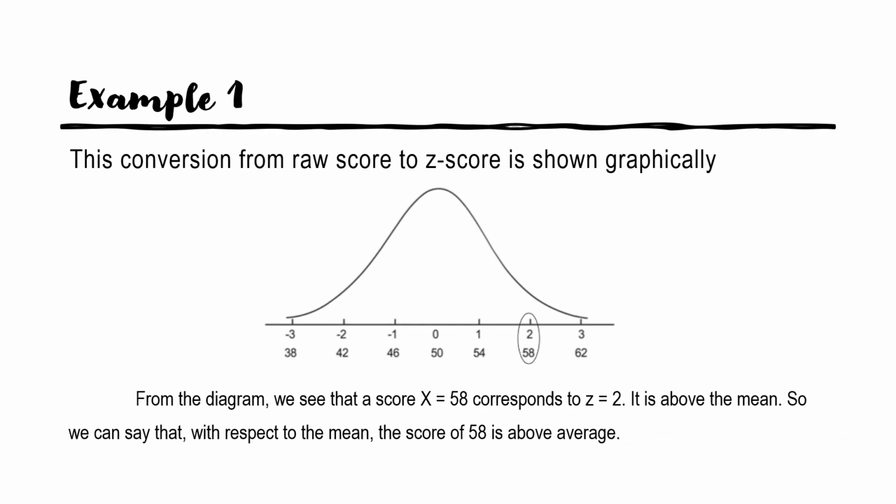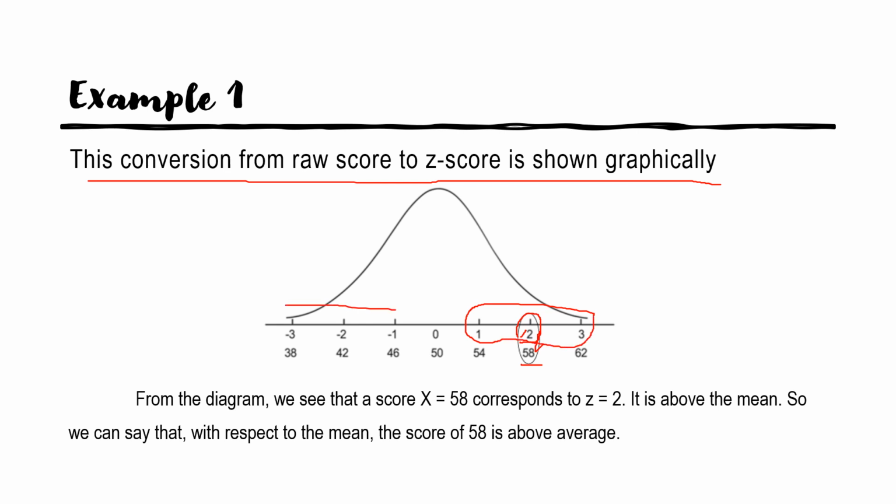So as part of our solution in example number 1, this conversion from raw score to C score is shown graphically. Now, the computed value for our C that will be mapped to 58 as your raw score is 2. So here is your 2 as your C score, and your 58 as your raw value that will be mapped to your C, which is equal to 2. If you look at this normal curve, there are 3 positive C scores here, and there are 3 negative C values from the left of your mean.